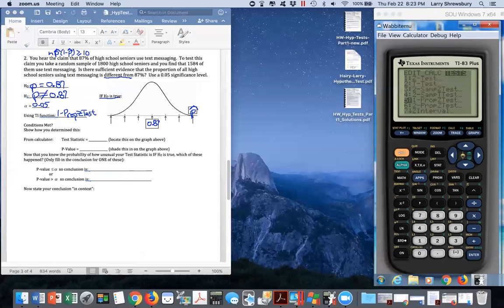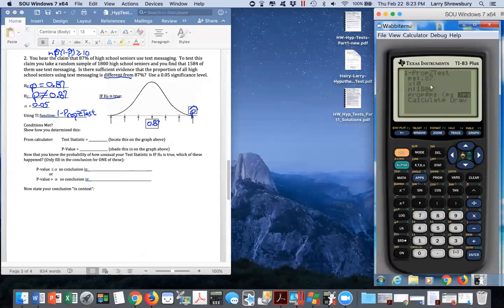But with that being the case, let's go over to our calculator, go into 1-PropZTest. Now, p subscript 0, remember the first thing it asks for is the hypothesized population proportion. So that's our 0.87. So enter it in as a decimal. Now what's X and what's N? Well, maybe you don't know what X is, but you definitely know what N is, don't you? You know N is your sample size, for gosh sakes, by now. Well, our random sample was 1,800. So let's put that in.